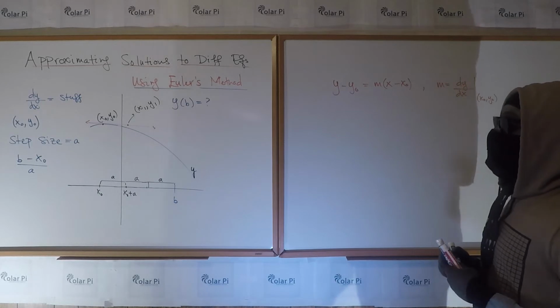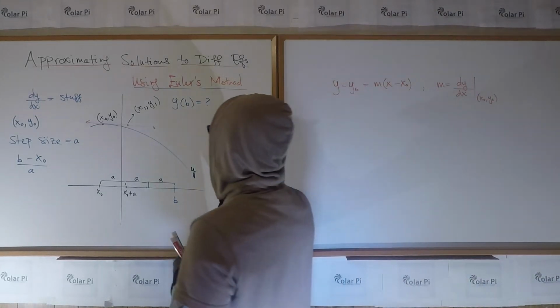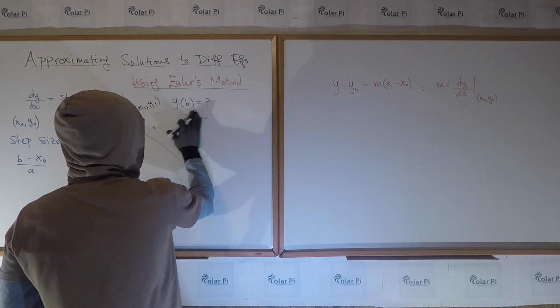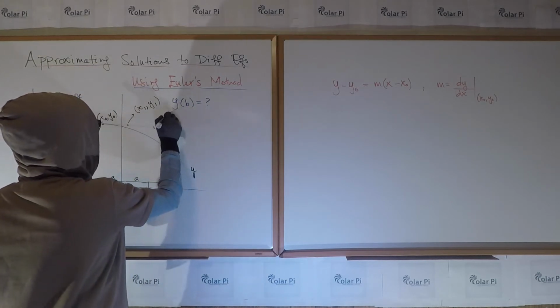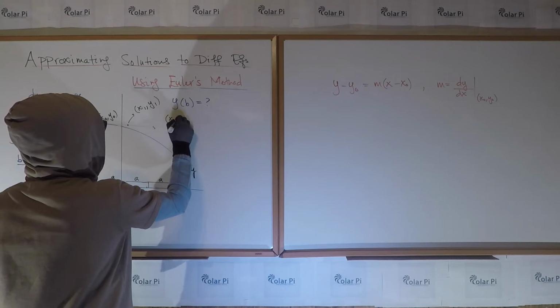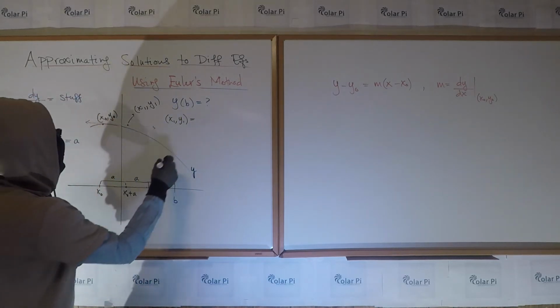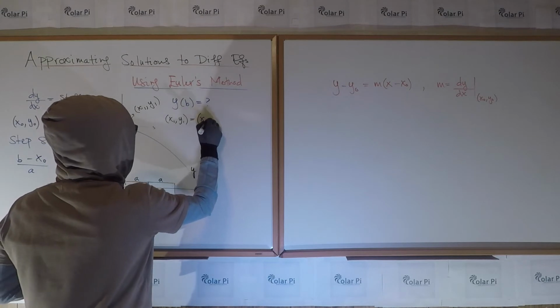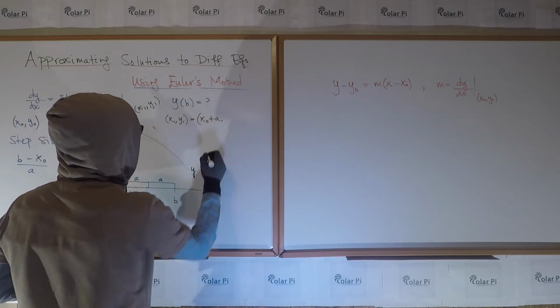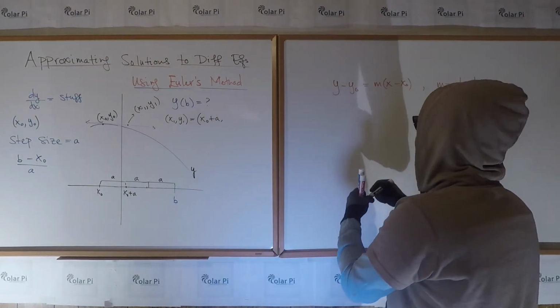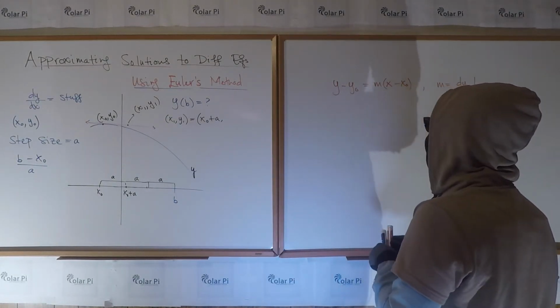Its x coordinate, x1, is going to be x0 plus a. And then what's y1 going to be? Well, first, let's get y by itself in this equation.